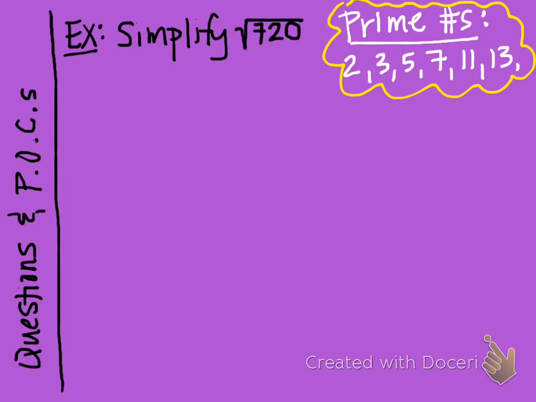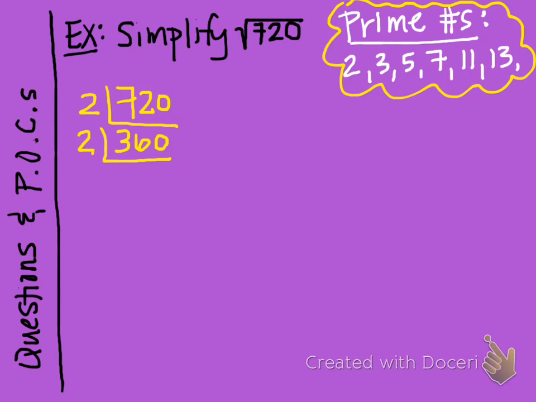So let's try another one of these so you can kind of get the hang of it. Square root of 720, so we're going to do the same thing. We're going to write 720. We're going to do our upside down division symbol. Since it's even, I might as well start with 2. 720 is divisible by 2. It goes in 360 times. And this is a number we're familiar working with. We know that this number could also be divisible by 2.